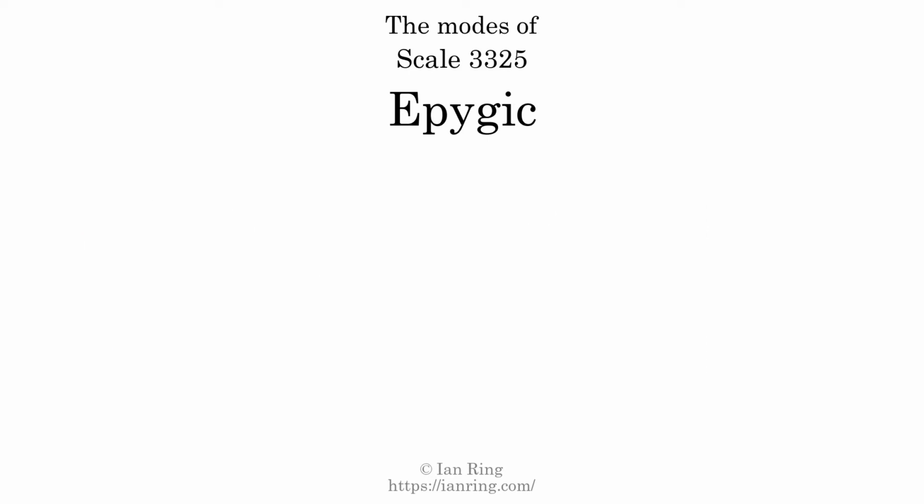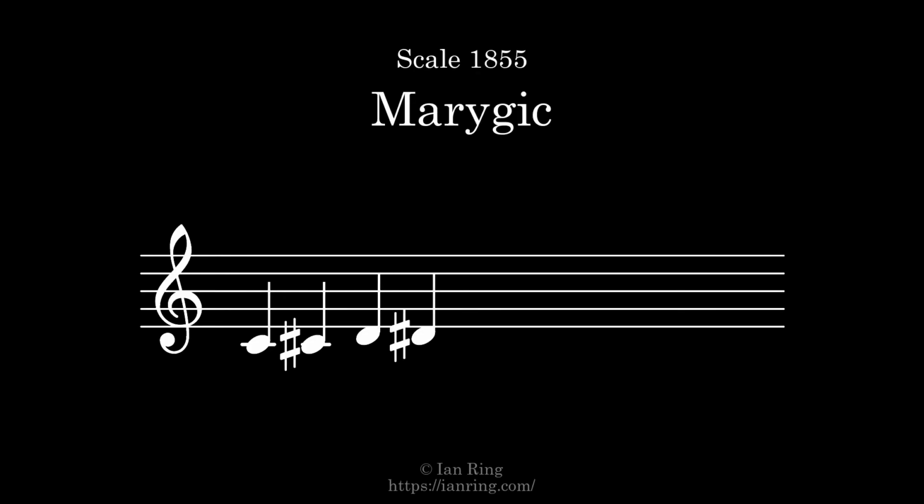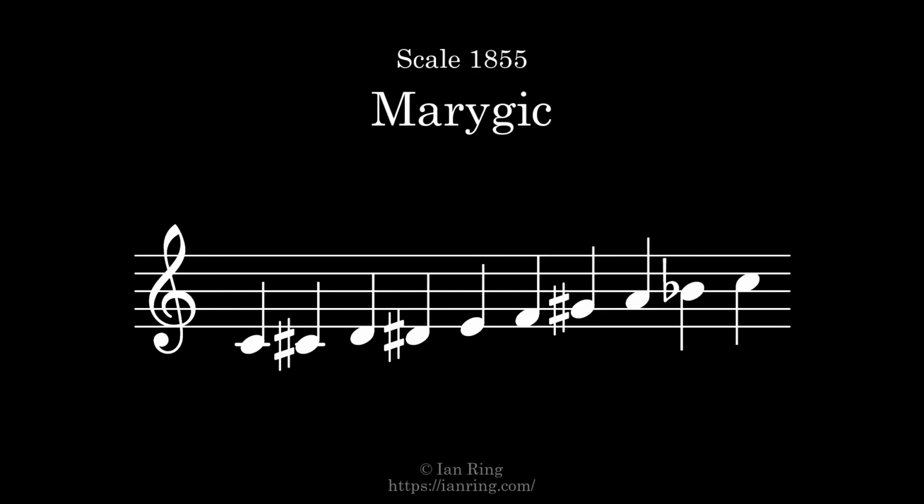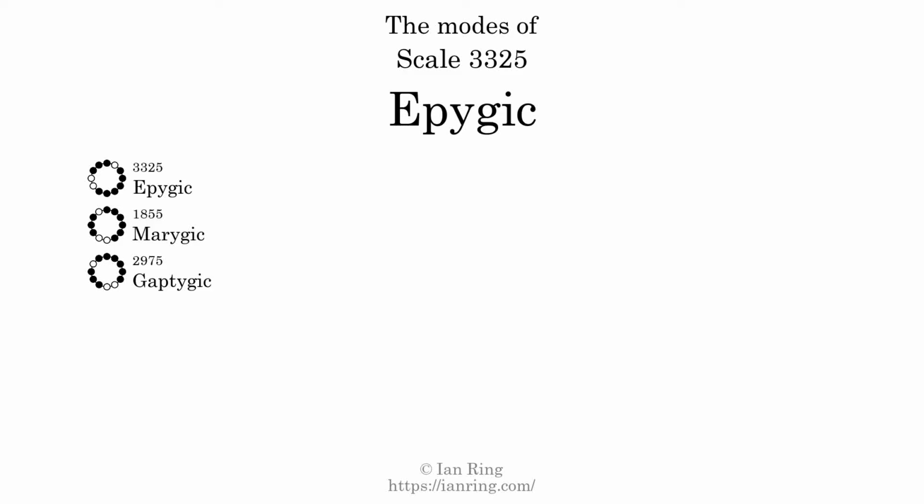This scale has 9 modes. The first mode is itself. The second mode is scale 1855, also known as Epygic. It sounds like this. The third mode is scale 2975, also known as Epygic. It sounds like this.